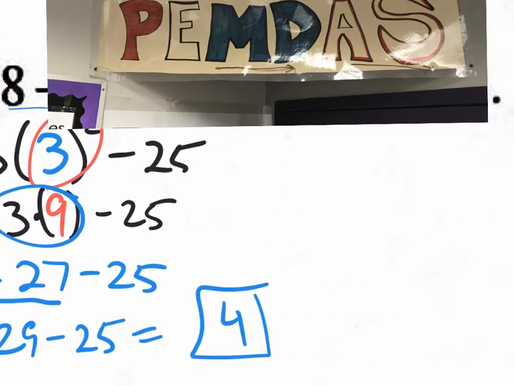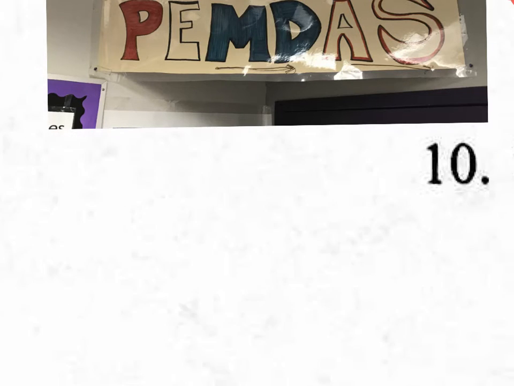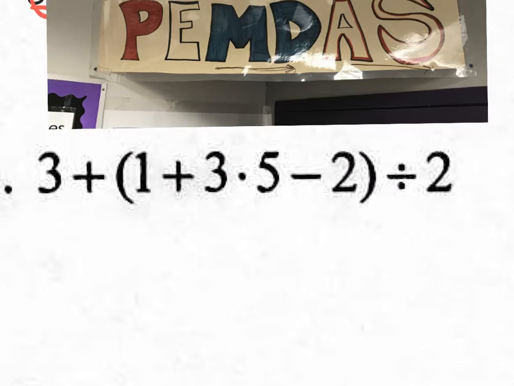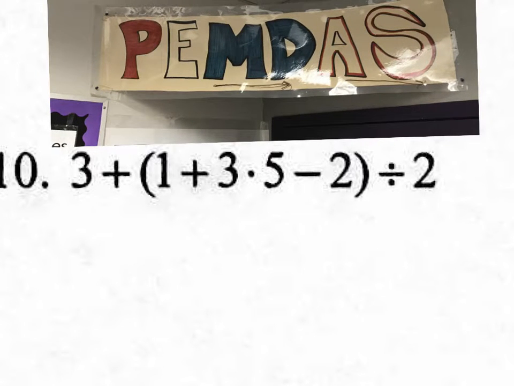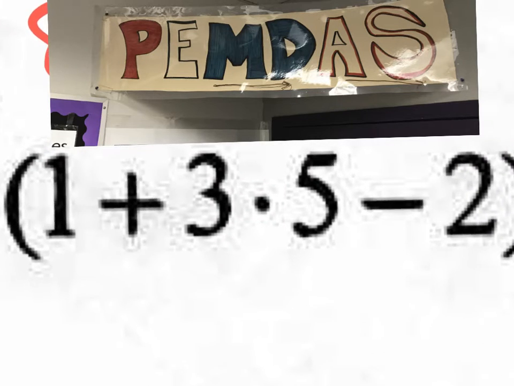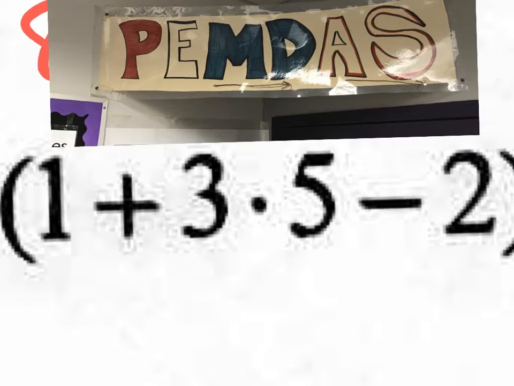For the sake of having all the questions done for us, let's jump to number 10. So on number 10, we're going to do P first. That's parentheses. That means we're going to zoom in, ignore everything else. Now on the inside of the parentheses, we have 3 different operations. Which one do we do first? Multiplication. So we're going to do 3 times 5.